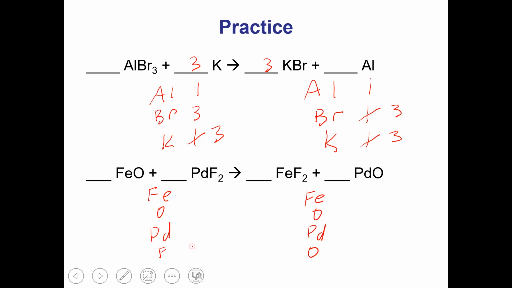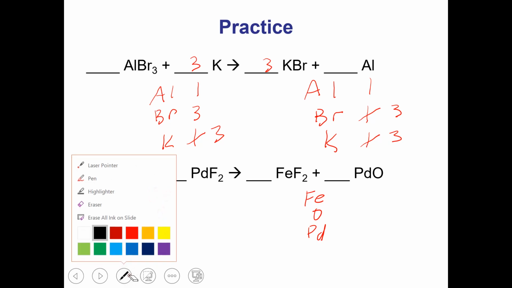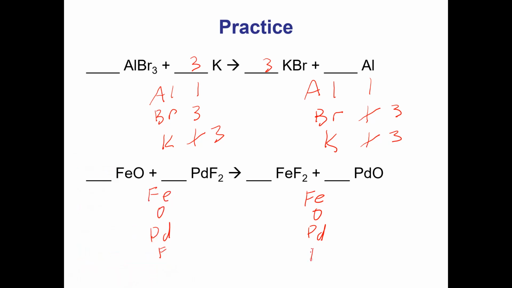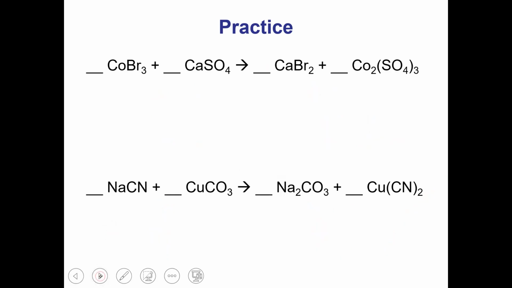Oops, that's supposed to be fluorine. So if I count these up, I have 1 iron, 1 oxygen, 1 palladium, and 2 fluorines. So this one is already balanced. Okay, let's look at a few more here.